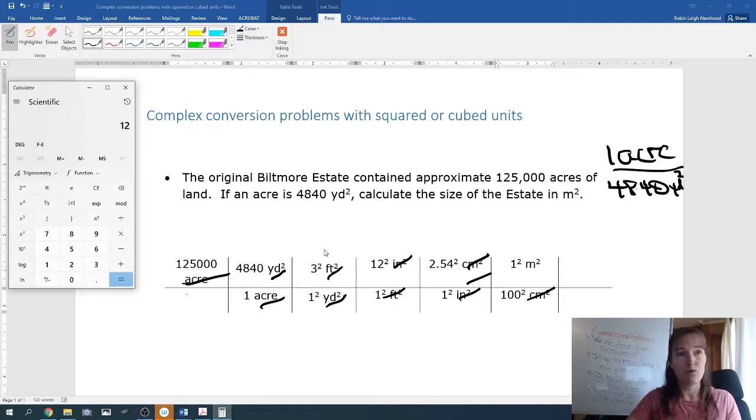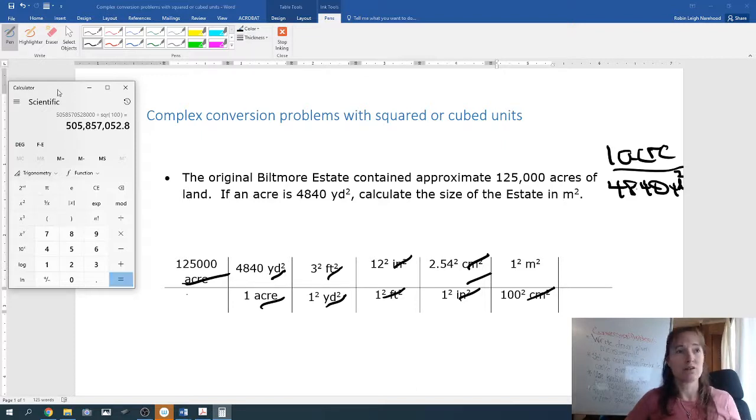I wrote down 125,000, so I'm going to use that number, and then I wrote down 4840, so I'm going to use that number. But the next number that I wrote down, I want that number to be squared. And the next number, 12, I want that number to be squared. And then the next number, 2.54, I want that number to be squared. And then I want to divide by 1 squared is 1, 1 squared is 1, 1 squared is 1, 100. So I need to divide by 100, but I need it to be 100 squared.